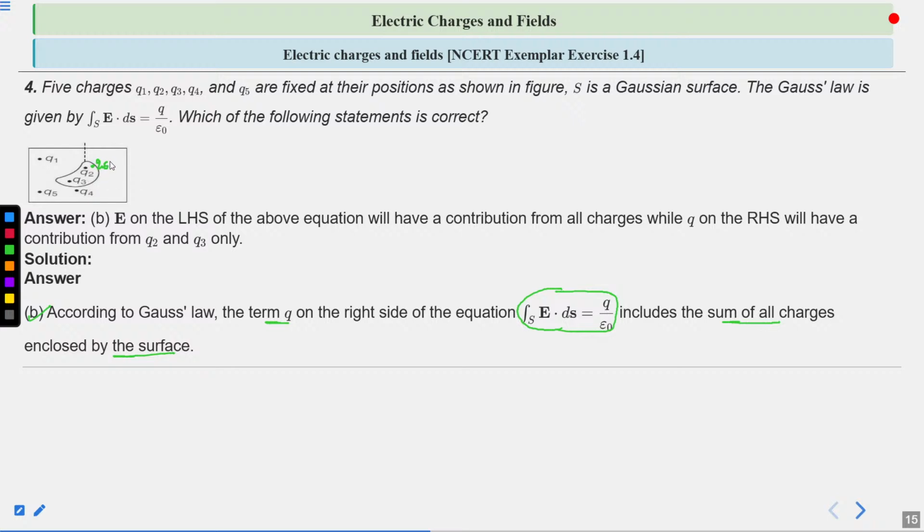Q2, Q3 and Q6. So according to Gauss theorem, total flux is equal to Q2 plus Q3 plus Q6 divided by epsilon naught. Yes, Q6 will also be considered in this, because the surface is closed surface.